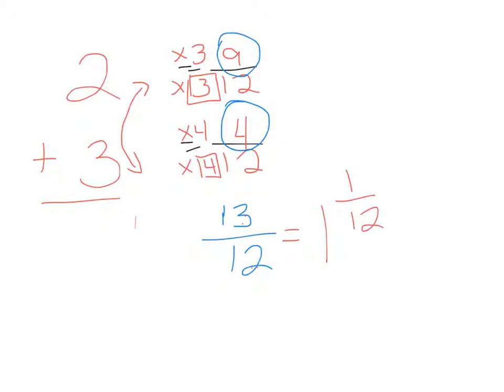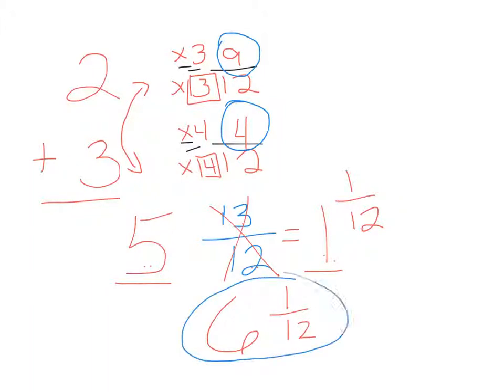When we add our whole numbers, we get 5. And then we have to remember that we have a whole number 5 over there, but we changed this improper fraction to a mixed number with a whole number. So we need to add these two whole numbers, 5 and 1, to get 6. And our fraction will remain the same here. So our final answer is going to be 6 and 1/12.